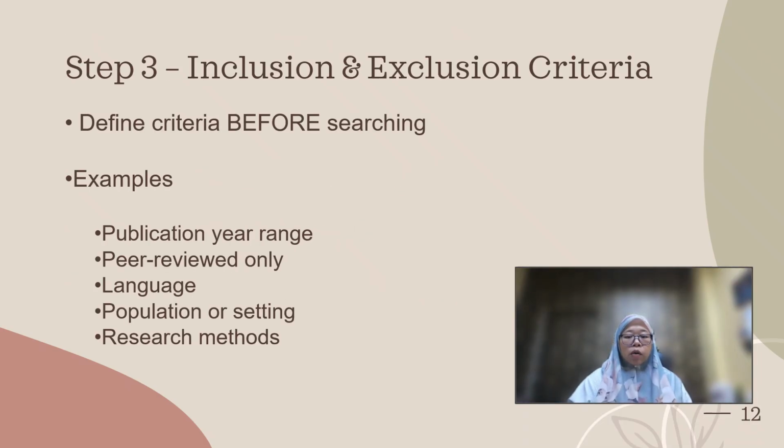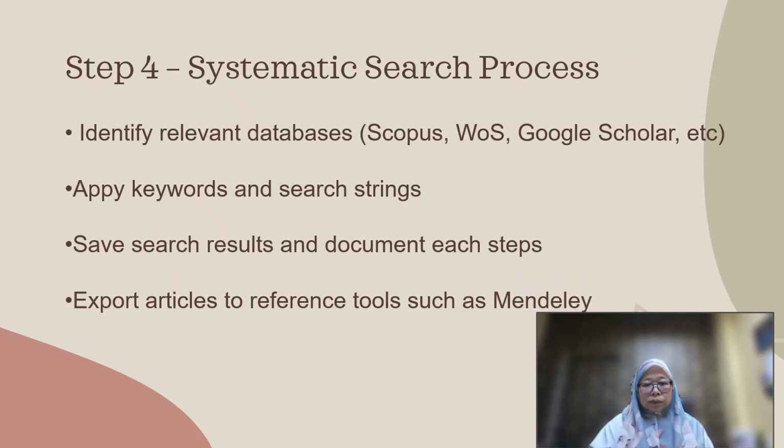Okay, step 3 on inclusion and exclusion criteria. In this step, the purpose is to ensure that your review stays focused and unbiased. These criteria must be decided before the search begins. You might limit your review to peer-reviewed studies, certain years, or a specific population. But the key is to document everything clearly so that your review is transparent and able to be replicated.